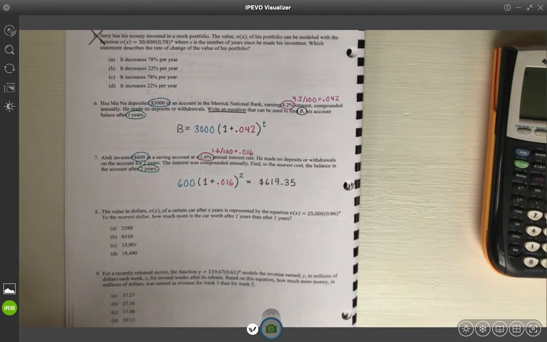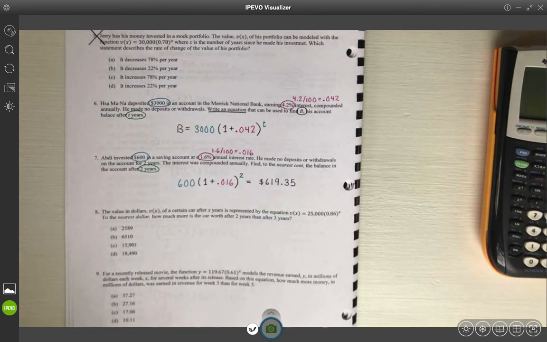Okay, last two. Number 8. The value in dollars V of x of a certain car after x years is represented by the equation V of x equals 25,000 times 0.86 to the x power. To the nearest dollar, how much more is the car worth after 2 years than after 3 years?